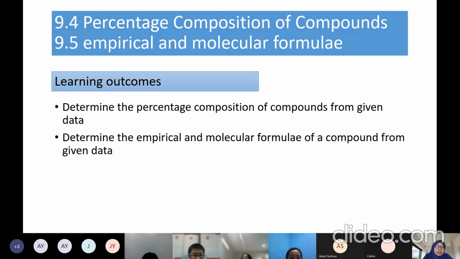Okay, we will learn about percentage composition of compounds, empirical and molecular formulae, and these are the learning outcomes: to determine the percentage composition of compounds from given data, and also to determine the empirical and molecular formulae of a compound from given data.